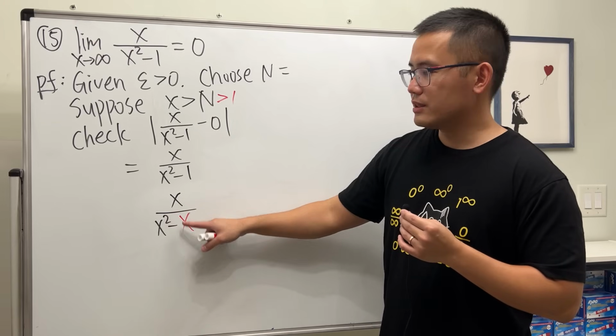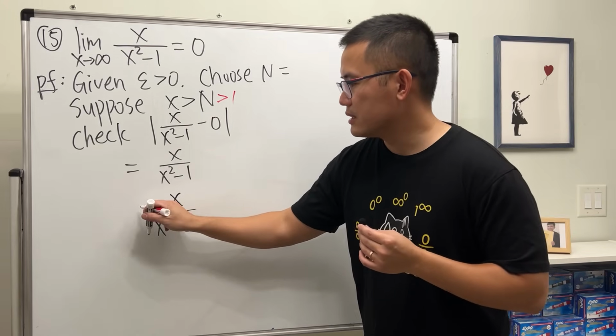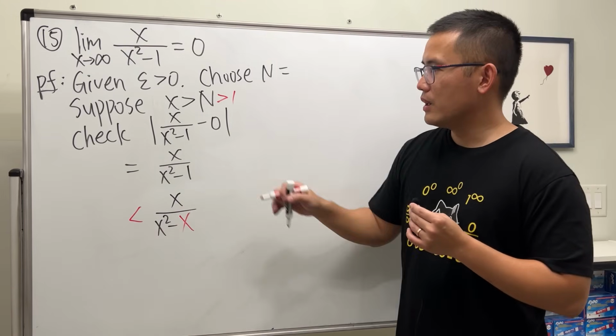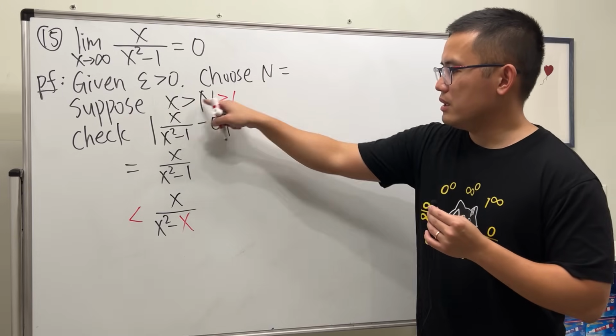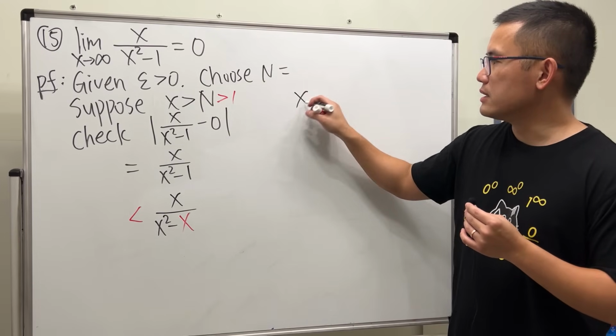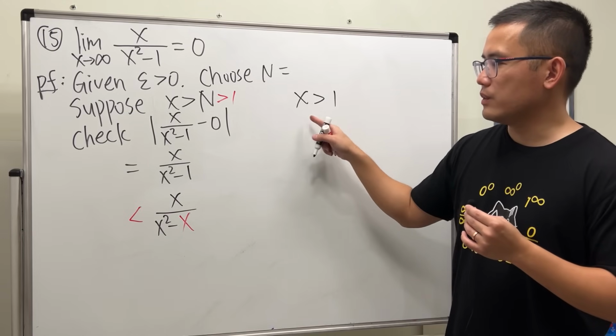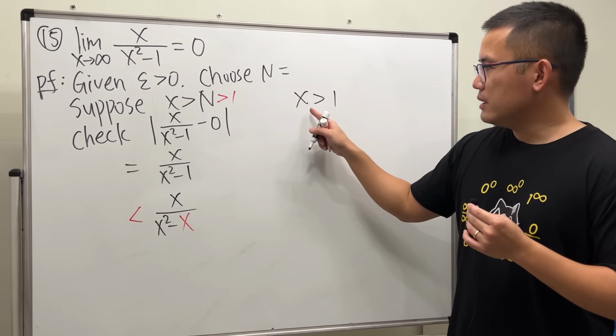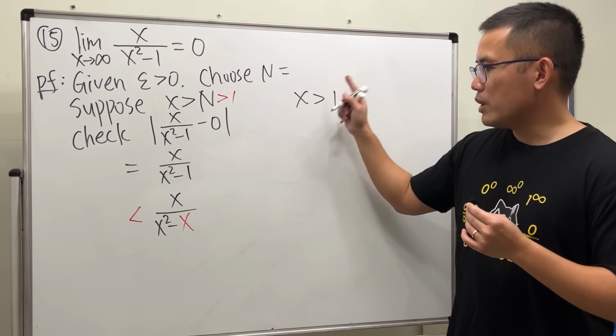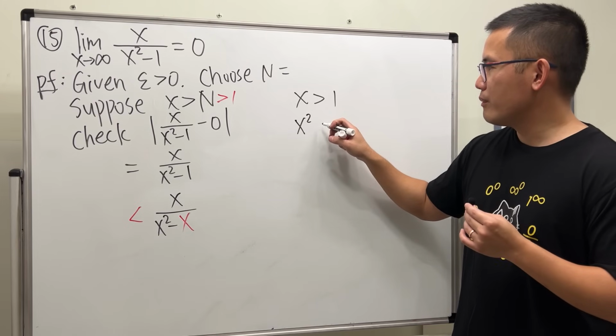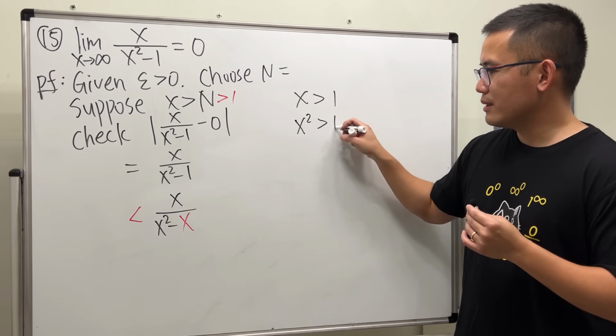Yeah. So the whole fraction here is smaller than that. Let's show you real quick. Here, we know x is bigger than 1. Just compare x and 1, yeah? And then you can square both sides. This is x squared greater than 1.